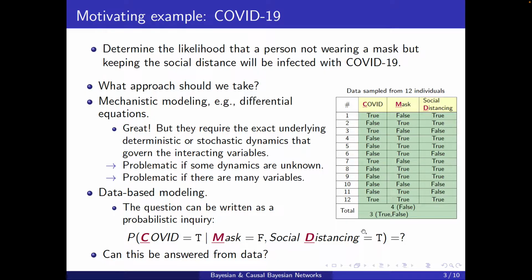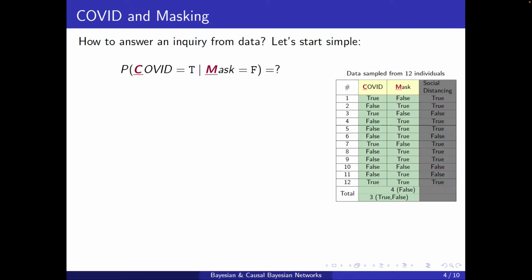So see here, I am not using any information of what is the relationship between mask and COVID or social distancing and COVID. I'm just blindly looking, ignoring all of that part and only looking at this table and want to answer this. Okay, so how to do this? Let's start simple. Imagine just that we don't have this social distancing part, and we want to determine the probability of the person being infected, given that that person is not wearing a mask. So how to answer this?